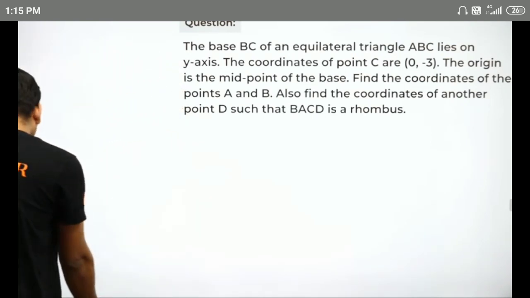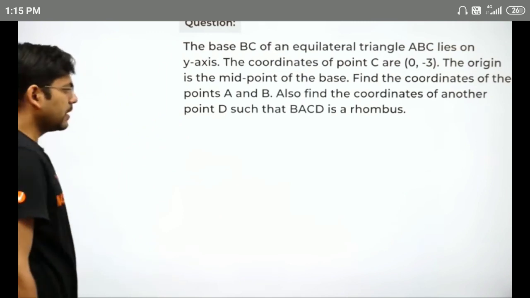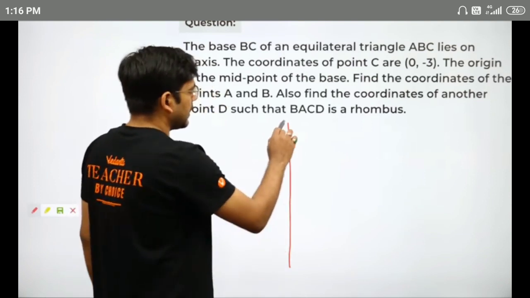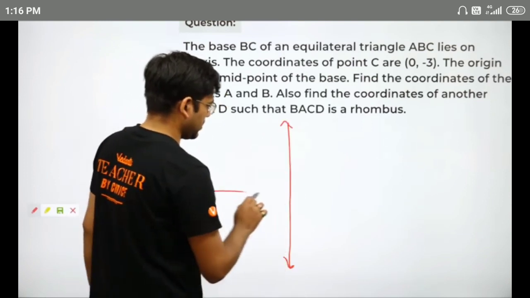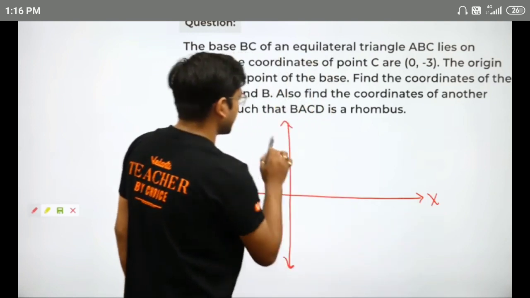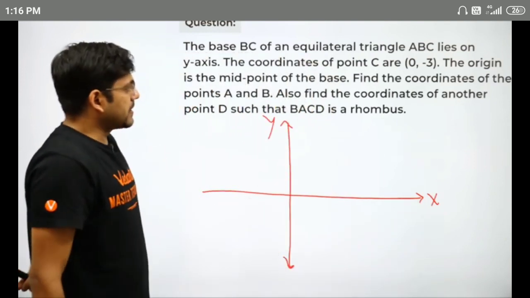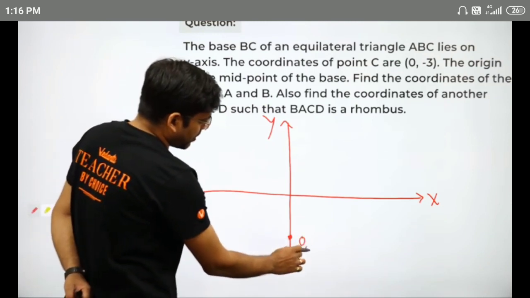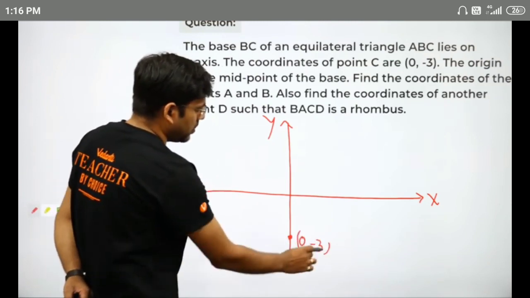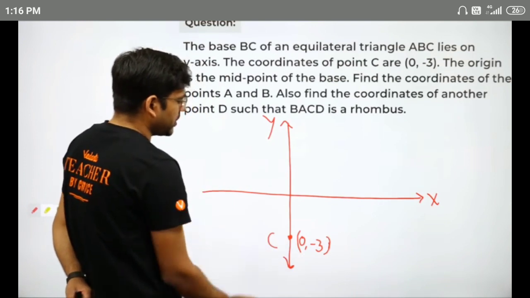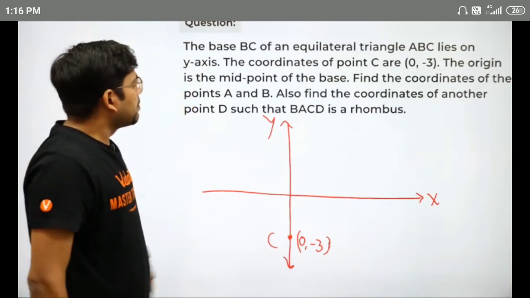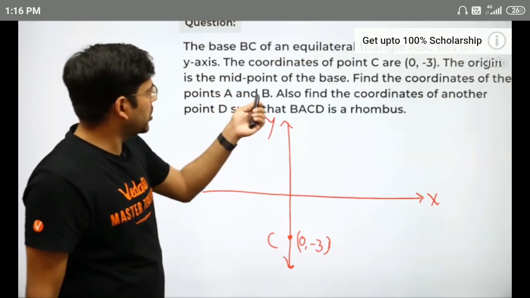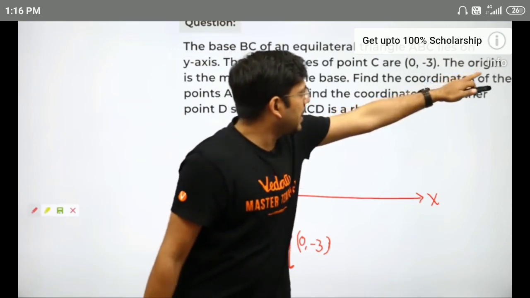Although I have the solution, I will still try to make you understand this question in a much better way. Let us assume this is the y-axis and this is the x-axis. Now it is said that point C is (0, -3), and I have taken this point here. It is said that BC of an equilateral triangle lies on the y-axis and the origin is the midpoint.